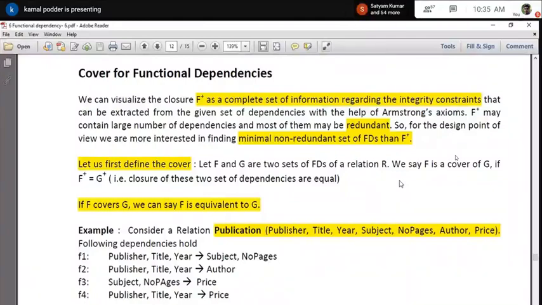What do you mean by redundant? You will find it out by analyzing the data, analyzing the meaning of the attributes. You can find it out, no problem.